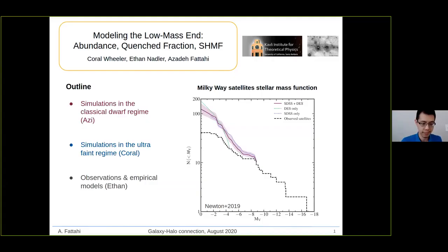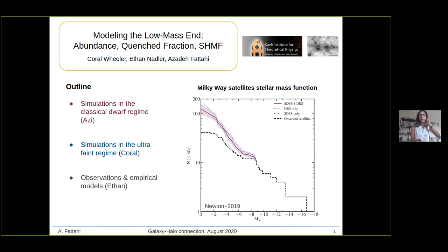All right, thank you. Thanks, Yao-Yuan, organizers, for inviting me. I'm another one of the party crashers. I haven't been here since three years ago, at the previous one. With Coral and Ethan, we're going to talk about modeling the low mass abundances, quenched fractions, and the stellar mass-halo mass relation. I think we're not going to touch a lot on quenched fraction. It's mainly on the stellar mass, halo mass, and abundances.